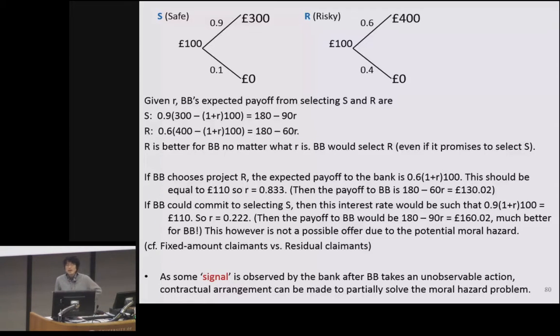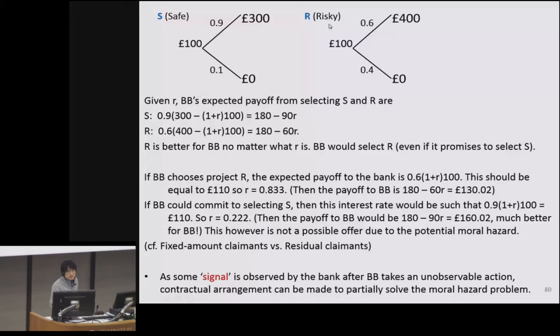Now, last time I emphasized that potential moral hazard by the agent whose action cannot be observed by the principal who offers the deal can hurt the agent himself. Potential moral hazard by an agent hurts the agent himself. I emphasize that fact, and this is a clear example for that.